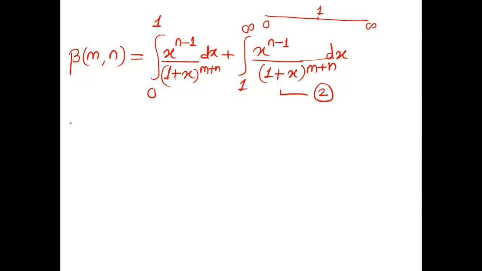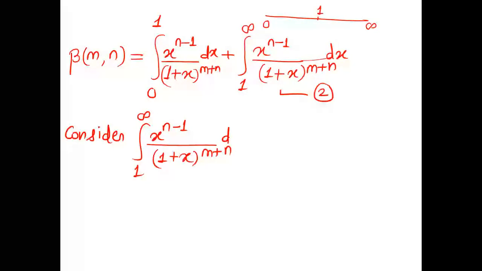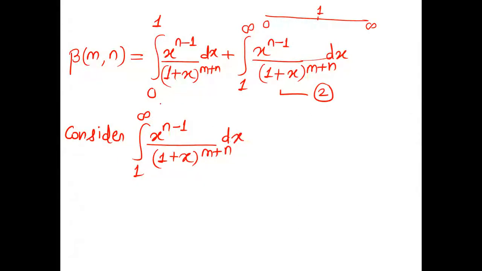We will consider the second part, that is the integral from 1 to infinity of x raised to power n minus 1 upon 1 plus x raised to power m plus n. And what is our aim? Our aim is to convert this into the form of integral from 0 to 1, where x to the power m minus 1 is required. Let's see how this can be done.